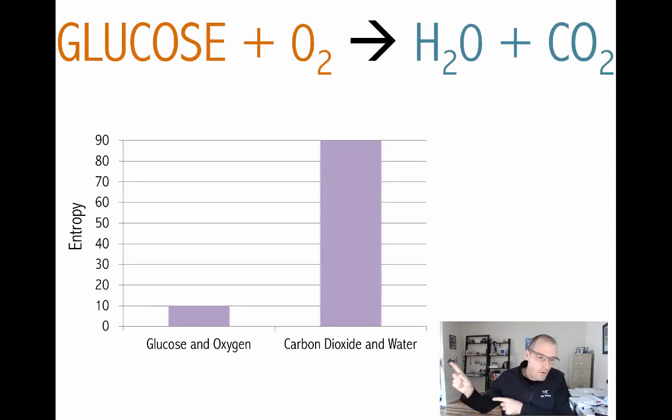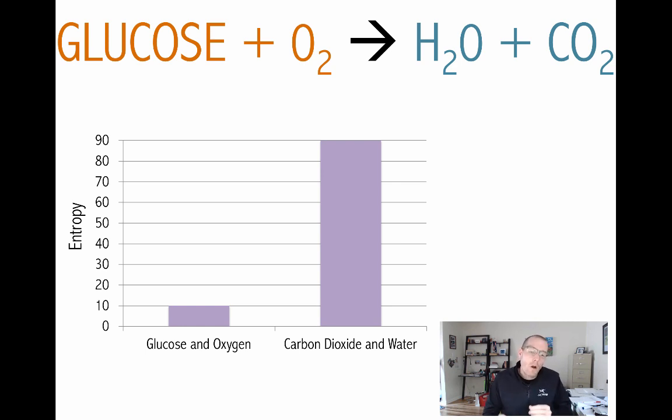So this graph here is showing us what happens to entropy. Now again, don't worry about the y-axis. We're not worried about the scale. Entropy does have units, we're not going to worry about them. We're interested in relative changes to start with.